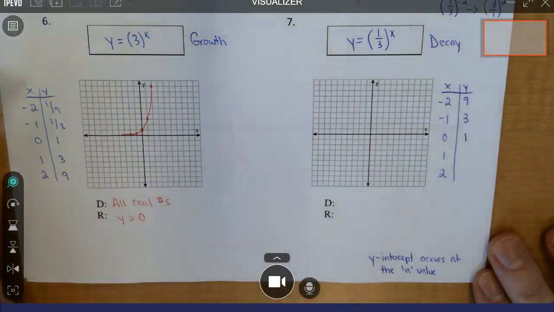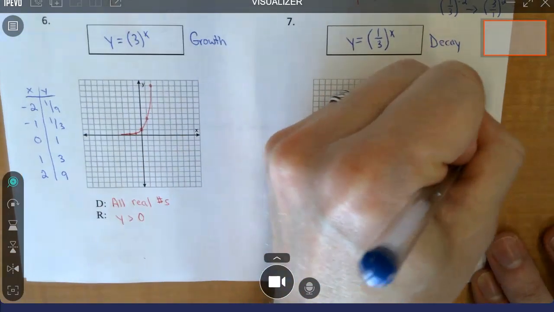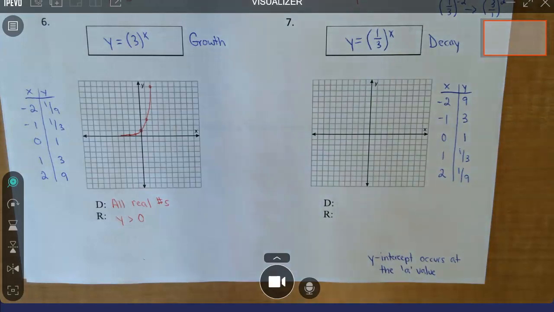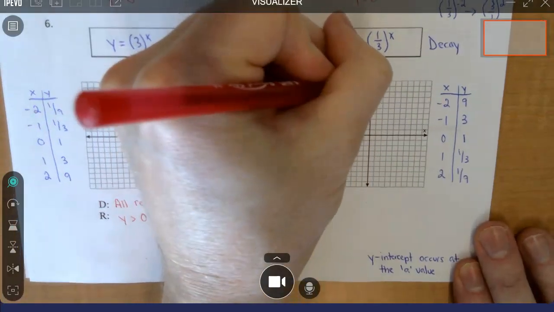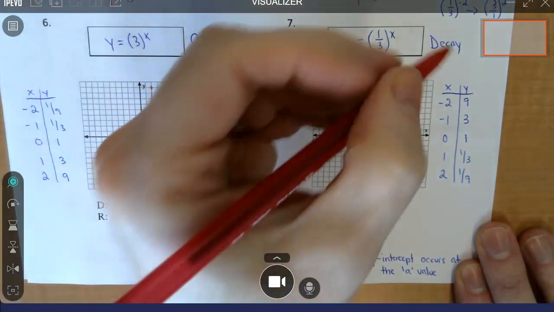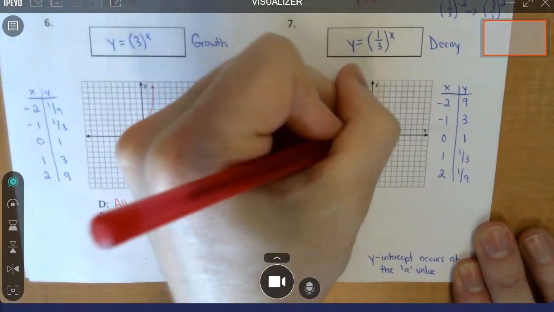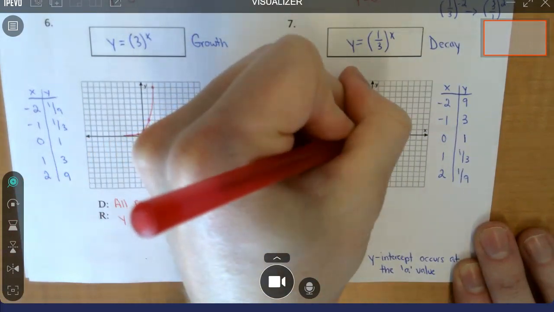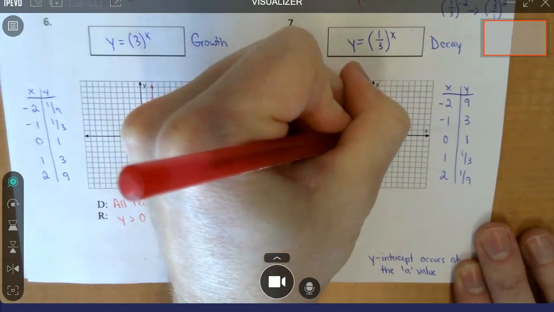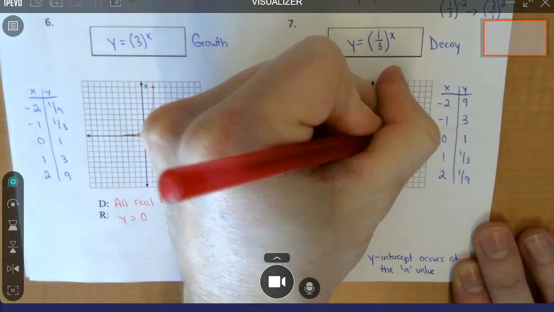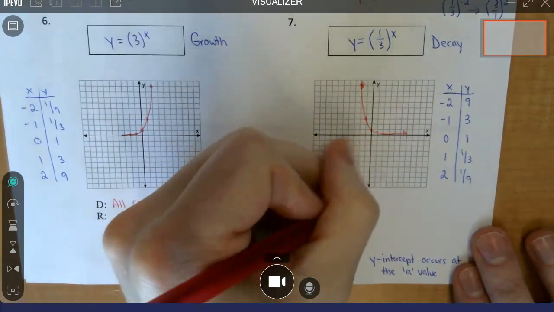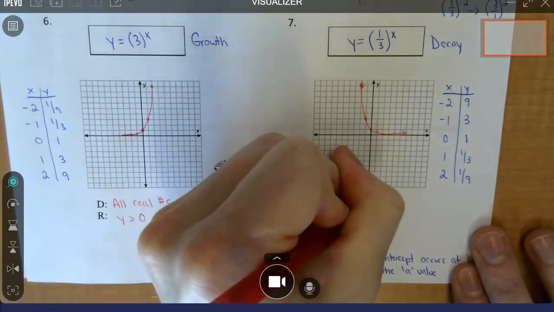Well, if we continue our table now, this one's going to be 1/3, this one's going to be 1/9. And I'm going to go ahead and graph these. -2, 9, now we're way up here. It's just kind of the mirror of this one, right? Everything's just flipped. So we're going to be at -1, 3, 0, 1, 1, 1/3, and 2, 1/9 way down there. So now I'm coming down and to the right and going along the y-axis, approaching 0 on the y-axis but never touching it. My domain is still all real numbers.